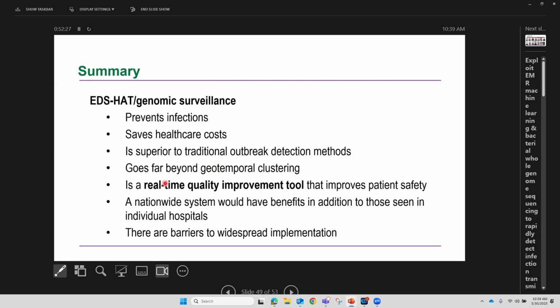And a nationwide system, a true PulseNet, would really have benefits in addition to those seen in individual hospitals. For example, that eye drop outbreak would have been detected much sooner if hospitals were doing real-time genomic surveillance. But there are, as I pointed out, barriers to widespread implementation.